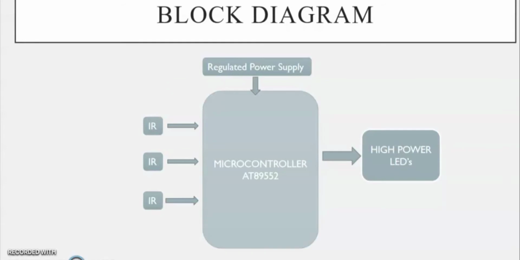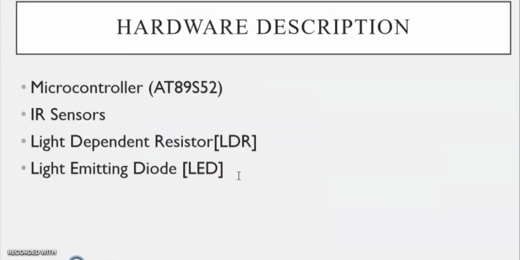As you can see, 3 IR sensors are used on the left side, along with a regulator power supply and high power LEDs, which are used in place of the street lights. We also use a microcontroller or an Arduino board as our main component. The hardware used in our project are a microcontroller, IR sensors, a light dependent resistor, and a light emitting diode.